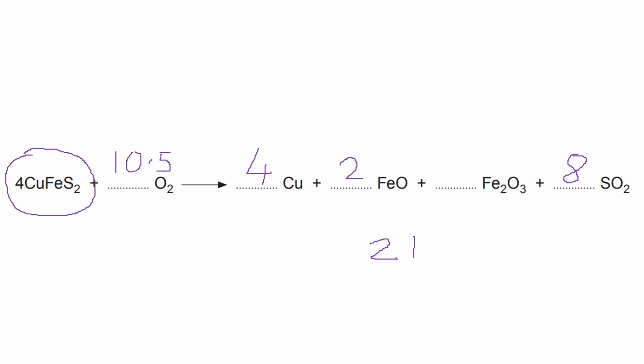And at the end you can always go through and just double check that you're happy with everything. So we've got our 4 coppers, 4 ions, 2 ions, 2 ions make 4 ions, 8 sulfurs, 21 oxygens, so we're happy with that.